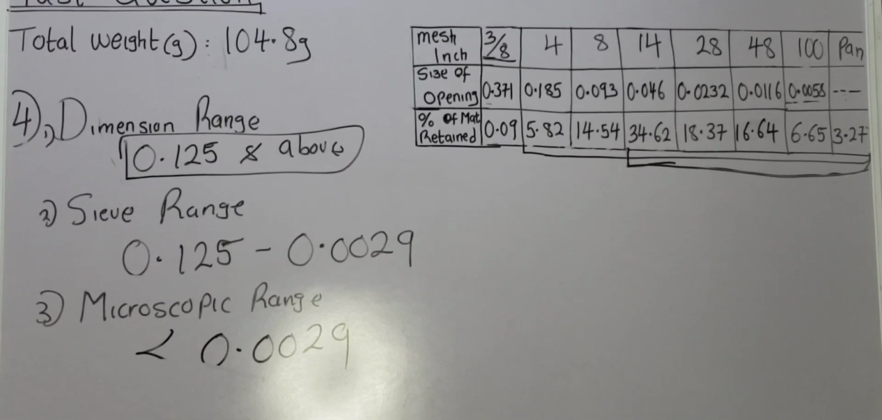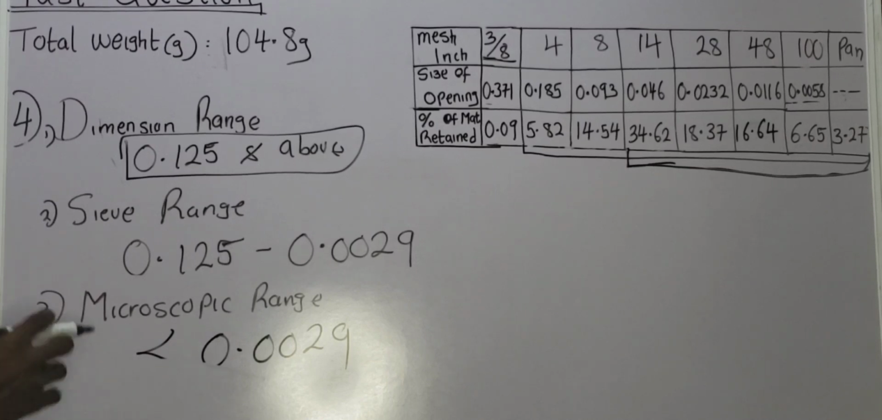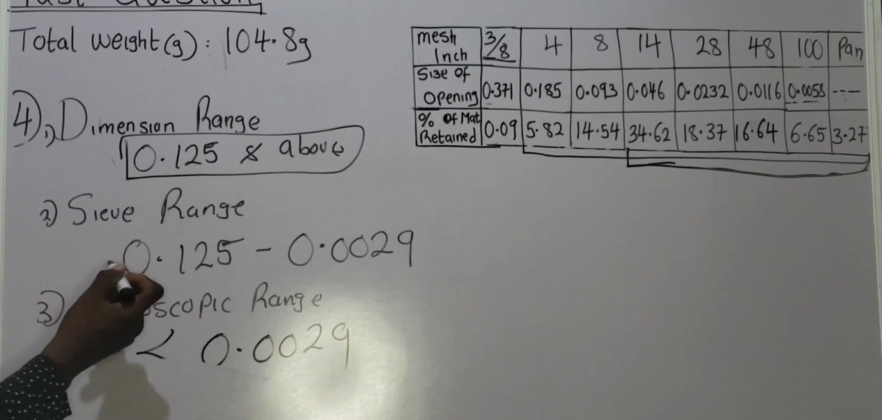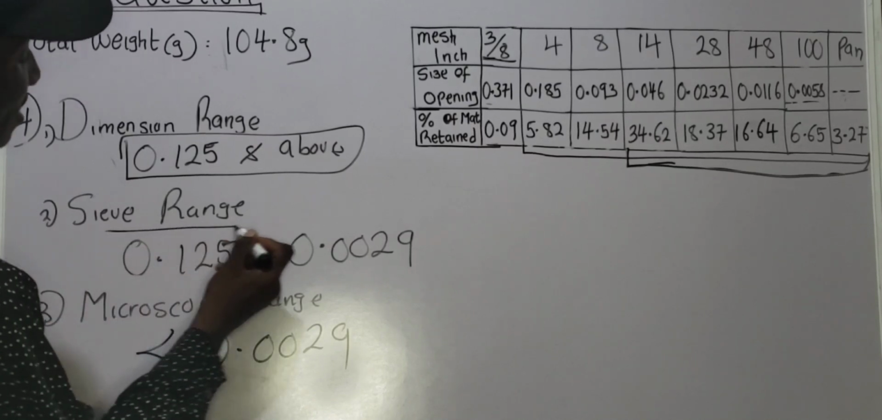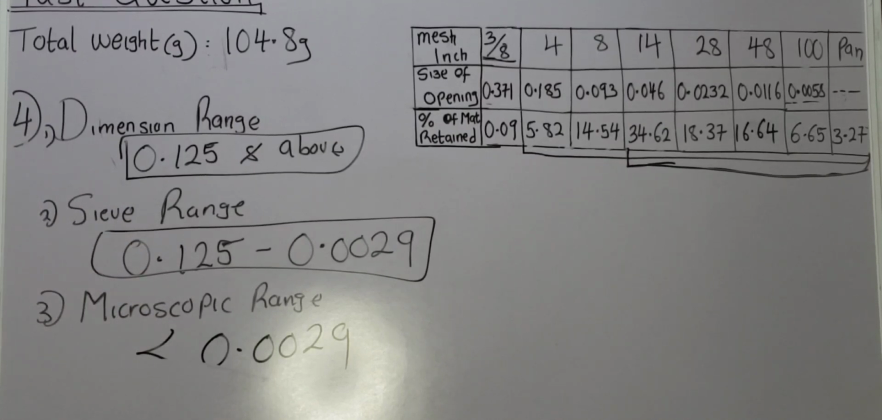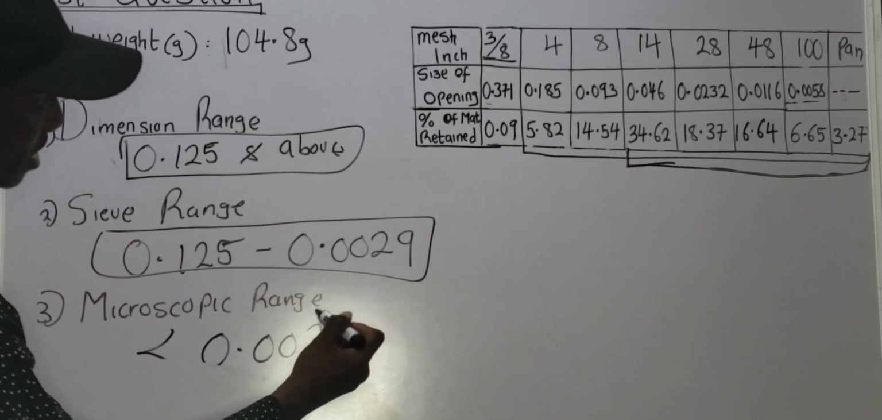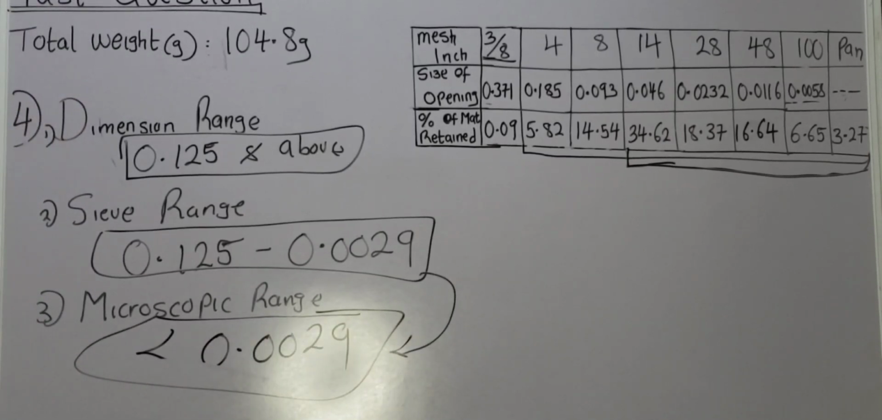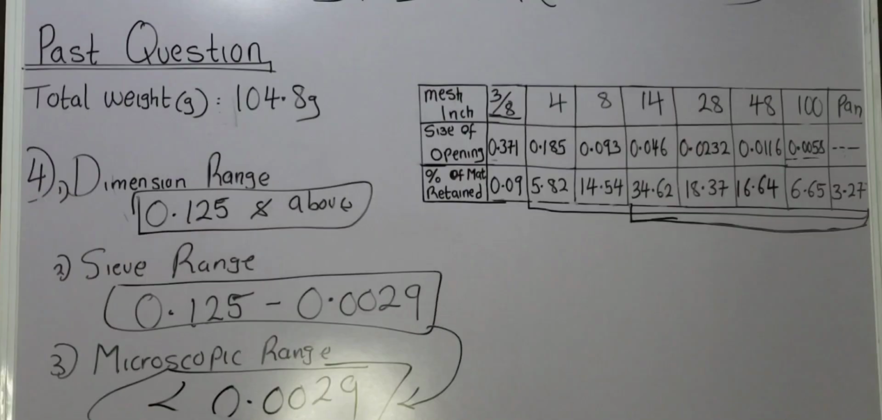And you can see that 0.0058 is greater than 0.0029. So the size of materials in that range is what? It is the sieve range. You understand? It ranges within this range. We can also have materials in the microscopic range inside the pan. So it can either be sieve range or microscopic range, but majorly the answer is the sieve range. So we have come to the end of the question.